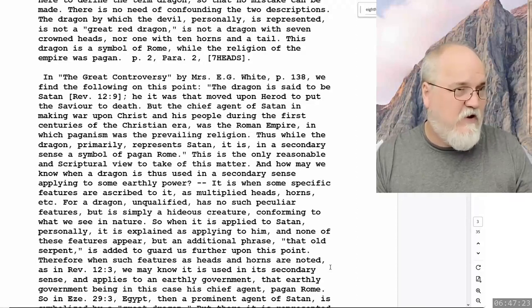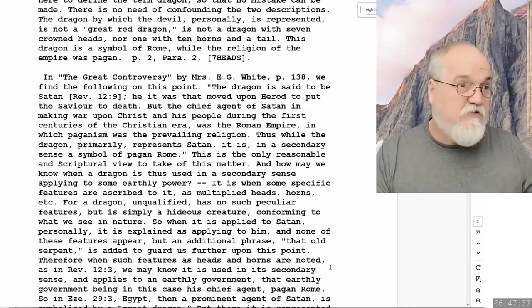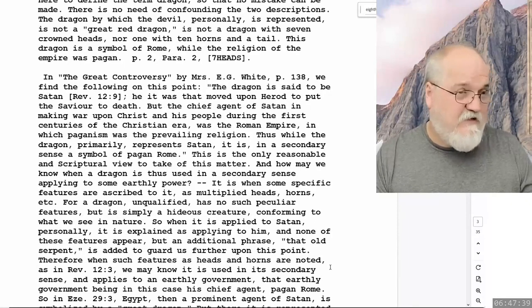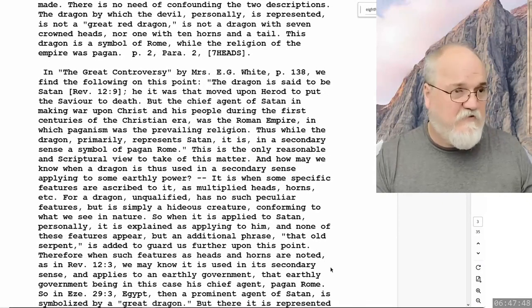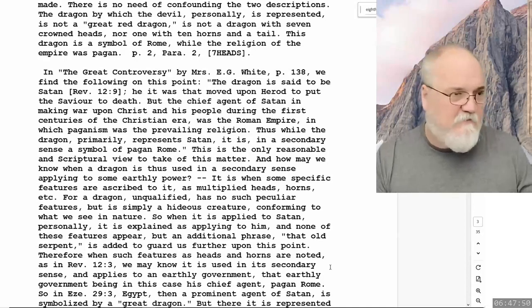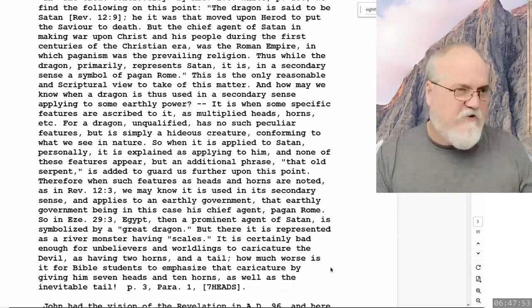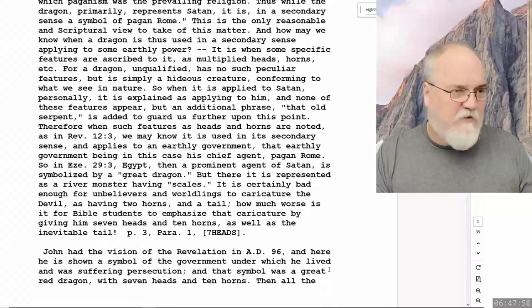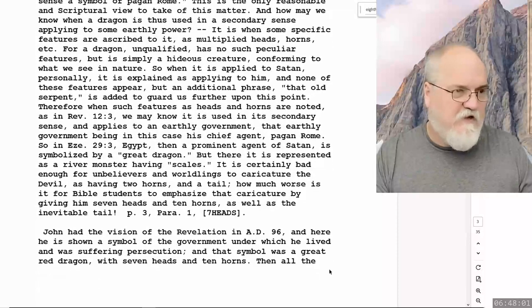It was that moved upon Herod to put the Savior to death. But the chief agent of Satan in making war upon Christ and his people during the first centuries of the Christian era was the Roman Empire, in which paganism was the prevailing religion. Thus, while the dragon primarily represents Satan, it is, in a secondary sense, a symbol of pagan Rome. And so he says this is the most reasonable and scriptural view to take on this matter. So that's something I think we can all agree on. Now he's talking a lot about how people try to apply it to Satan in different ways. He talks a bit about how the dragon represents Egypt in the book of Ezekiel, chapter 29.